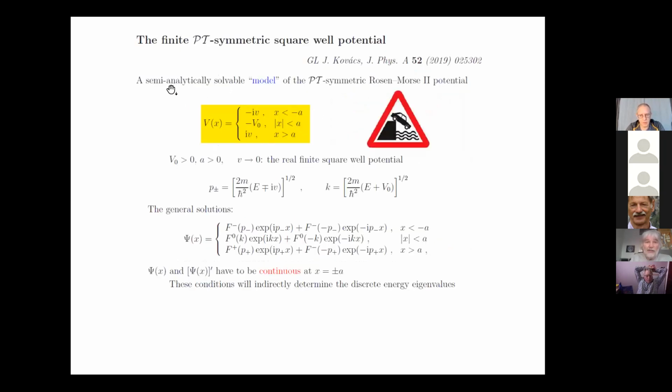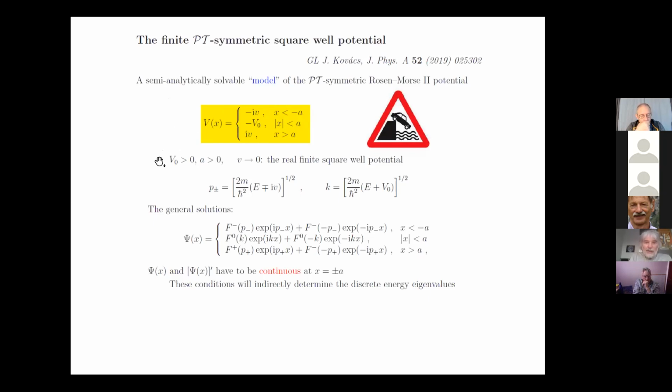So I checked the so-called PT-symmetric square well potential. The PT-symmetric square well potential starts essentially with the square well potential, which is here, which is minus V0 within certain limits. And outside it, it is not zero, rather it has a finite constant imaginary potential component. So it mimics the SCARF2 potential. It can be considered to be a semi-analytic solvable model of the PT-symmetric Rosen-Morse potential. So it is a kind of experimental theoretical physics now what I'm doing.